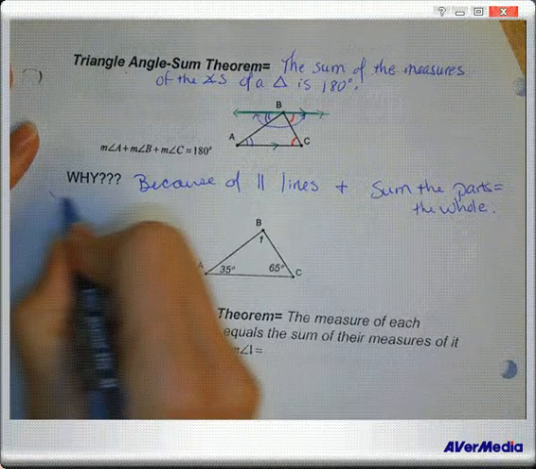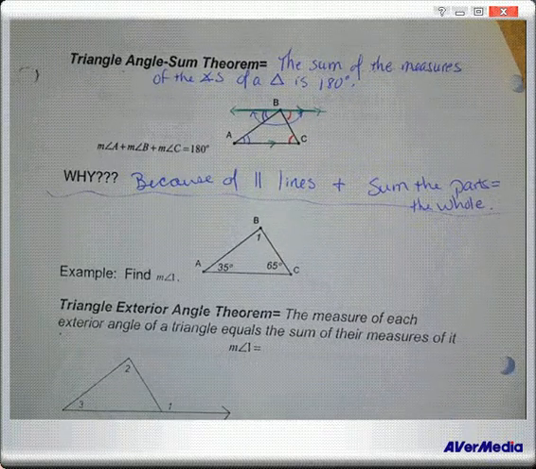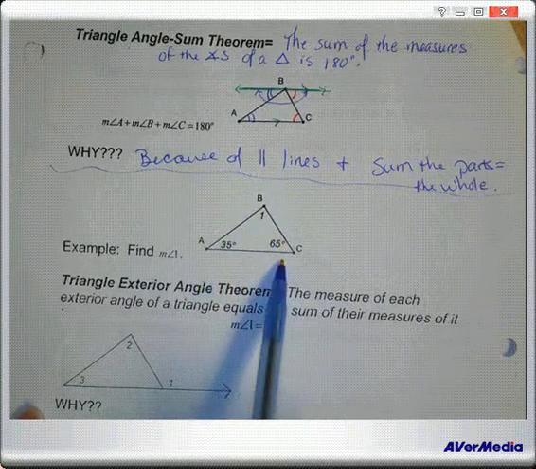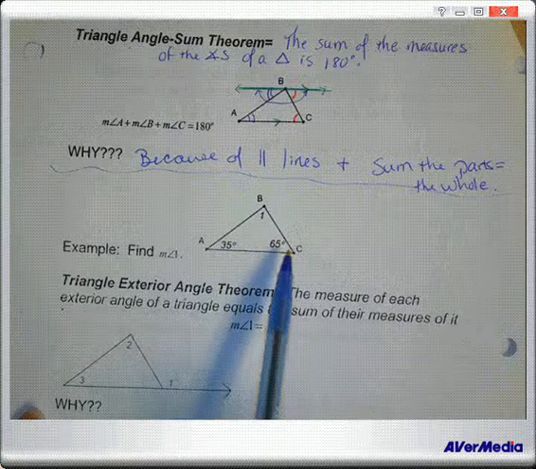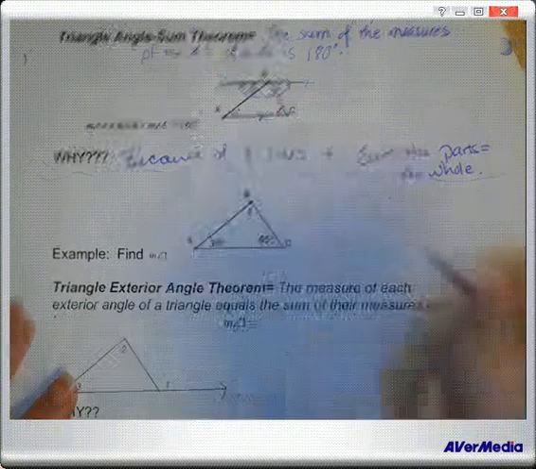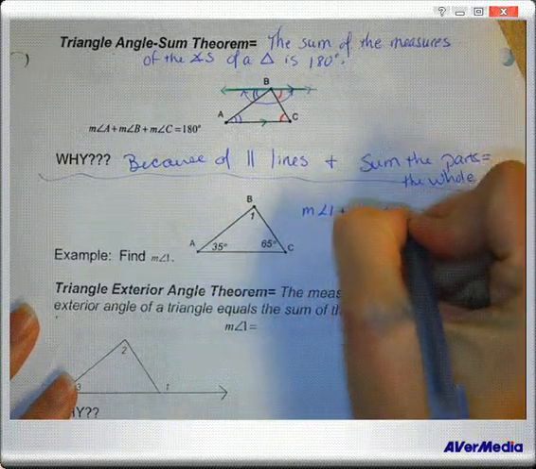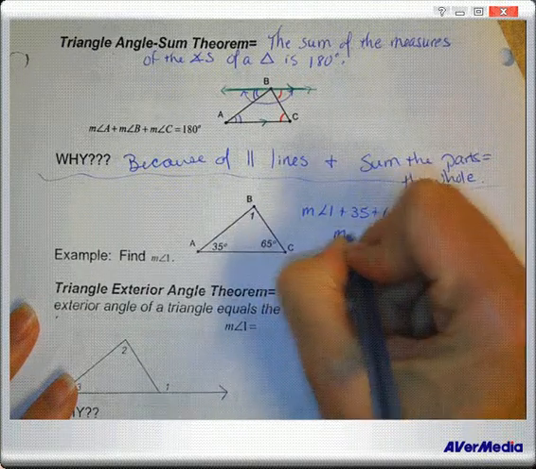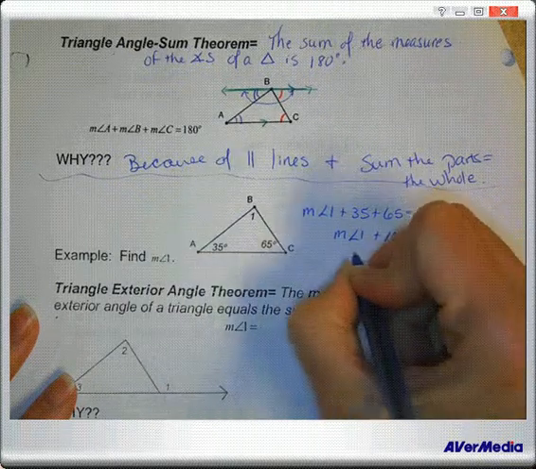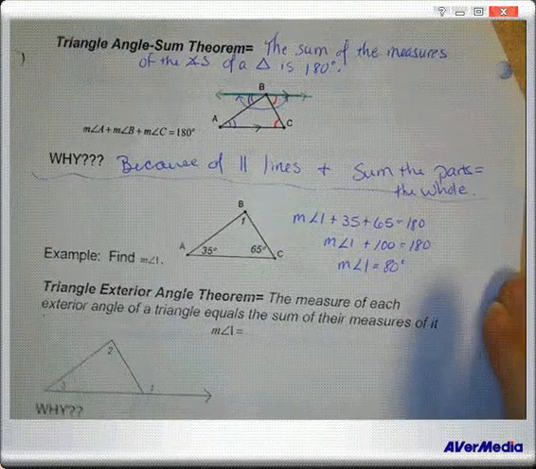Now, here is an example that we're going to use applying this. This is one of the most common sense and pretty simple ideas. But when I'm working with this, I just start putting everything I know in. So here I have my three angles, A, B, and C, or angle 1 and 35 degrees and 65 degrees. What do I know about them? They all add up to what? 180. So I literally can say the measure of angle 1 plus 35 plus 65 is equal to 180. So I know this is going to be 100 degrees equals 180. Subtract 100. The measure of angle 1 equals 80 degrees.